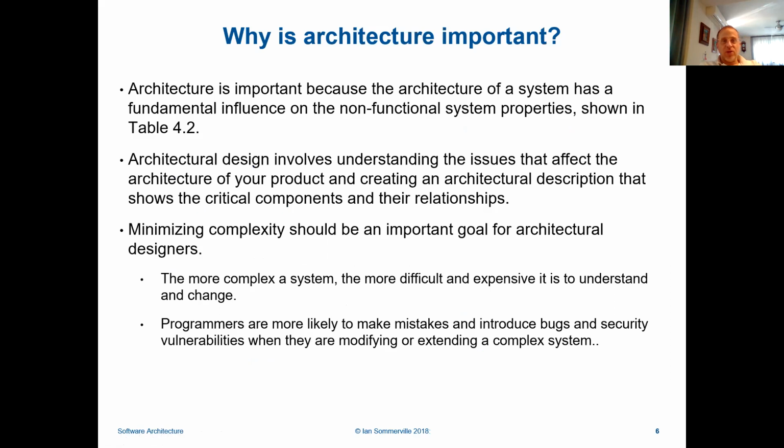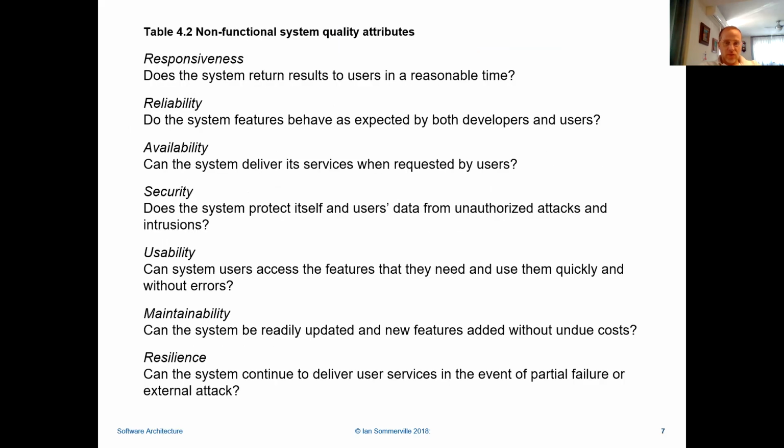Why is architecture important? It has a fundamental influence on the non-functional system properties. In other words, all these things. It affects the responsiveness, reliability, availability, security, usability, maintainability, and resilience. Resilience here he defines as: if part of the system stops working, will the rest of it keep working?